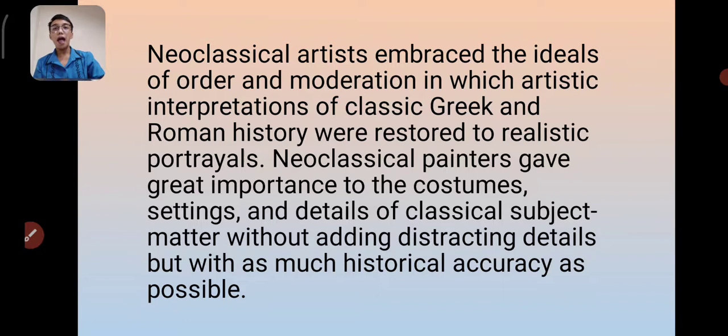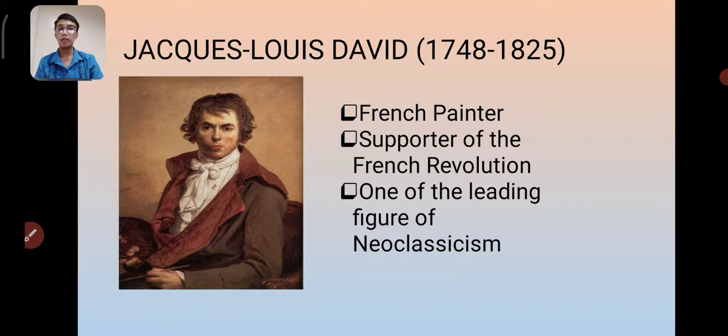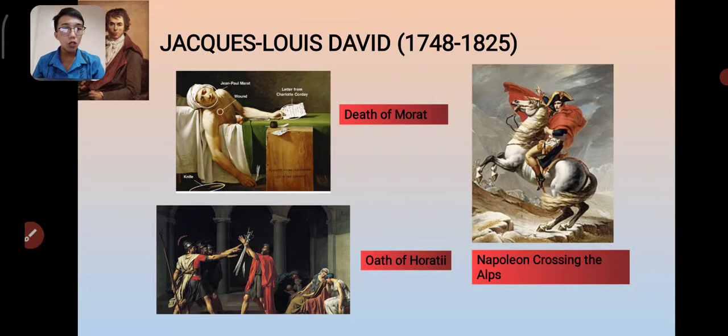Under the neoclassical painting, there are some neoclassical artists from Europe and the United States. First is Jacques-Louis David, 1748 to 1825. David was an influential French painter in the neoclassical style and considered to be the preeminent painter of the era. His subject of painting were on history. These are the famous works of David: The Death of Marat, Oath of the Horatii, and Napoleon Crossing the Alps. Yan yung mga sikat na artworks ni Jacques-Louis David. You need to familiarize those paintings or artworks.